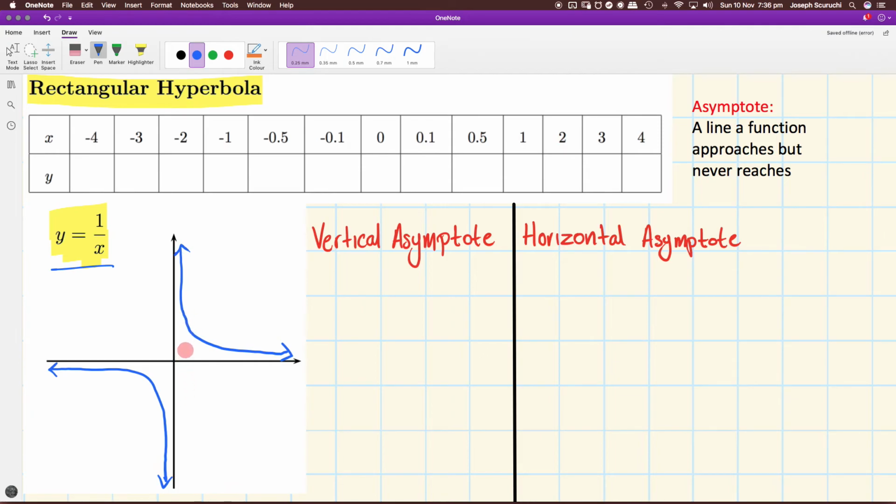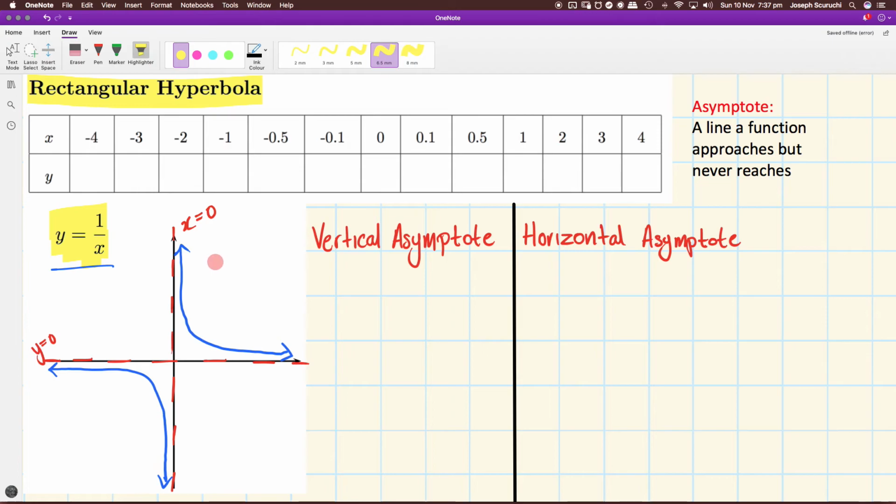Now, there are two very important things about this graph, and it is the fact that we have asymptotes in it. So we have a vertical asymptote that exists here. It exists at x equals 0, and we have a horizontal asymptote along here, and this is y equals 0.